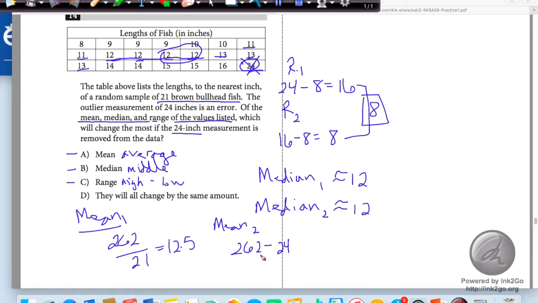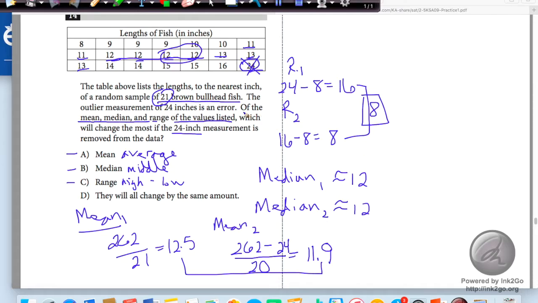Because I'm subtracting that out of the data set. And remember, as opposed to 21, and they told you initially how many you started with to save some time, now I'm only going to have 20 numbers out of my data set. So 262 minus 24 over 20, plug that in my calculator. My new mean is going to be 11.9. Notice this difference is not 8.